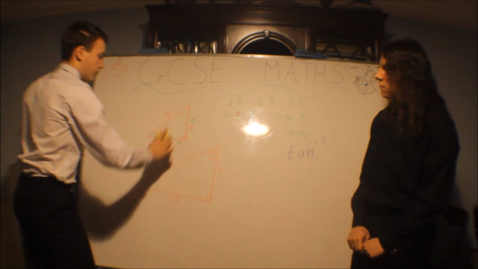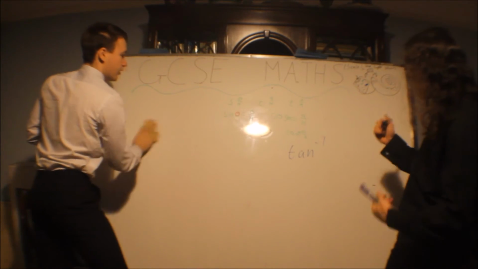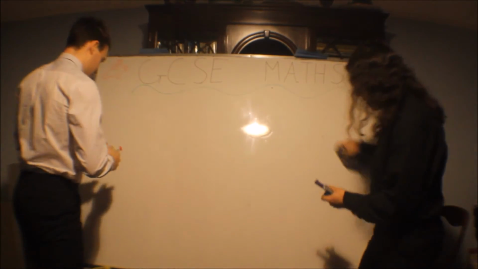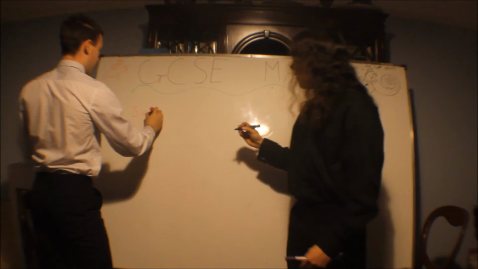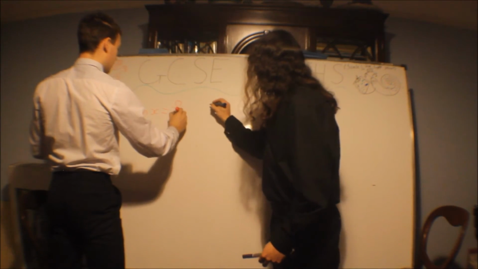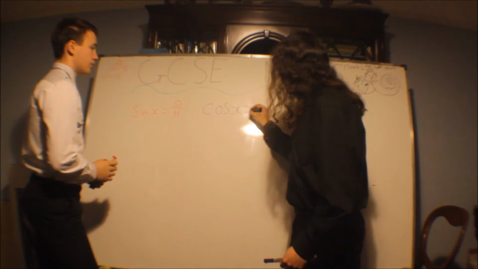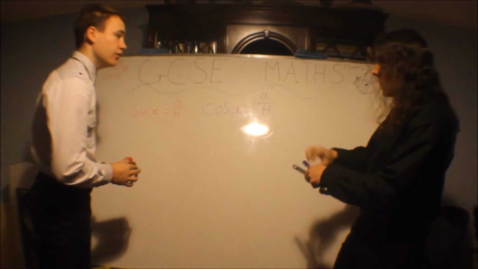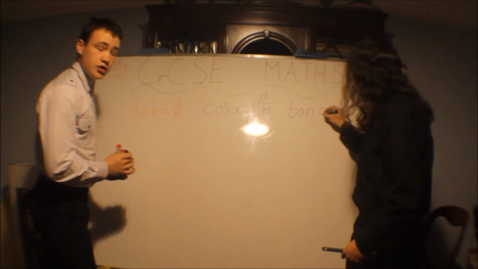If we just write up all the rules fully in a colour you can actually see, we'll take a step back and colour each. So you need to know the sine of x is equal to the opposite over the hypotenuse. And the cos of x is equal to the adjacent over the hypotenuse. And finally, tan of x, third colour, is equal to the opposite over adjacent.